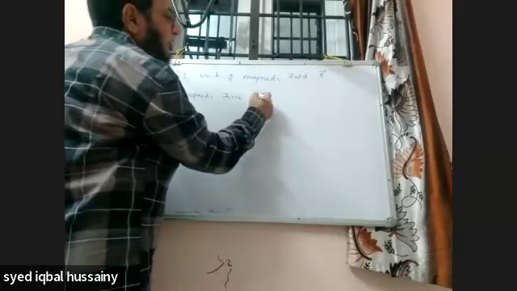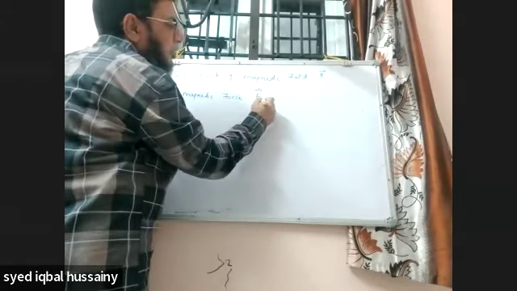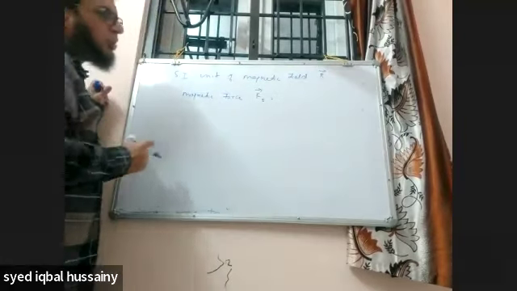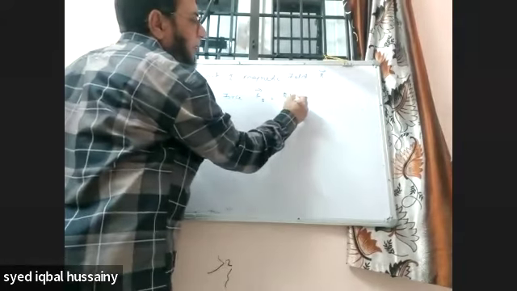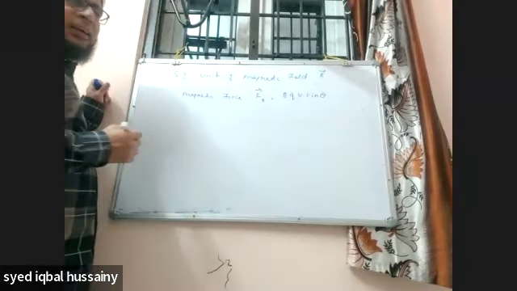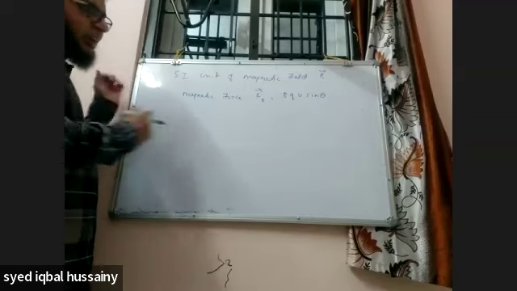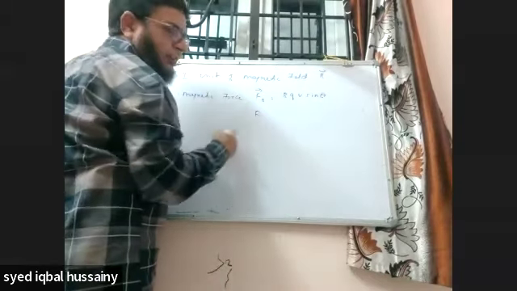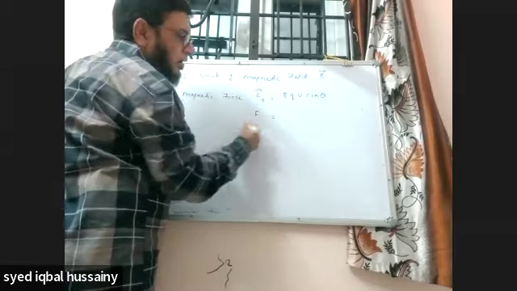So magnetic force will be equal to BQV sin theta. Magnetic force. Now, force on a current carrying conductor, what's the formula? BIL sin theta. Very good. BIL sin theta.